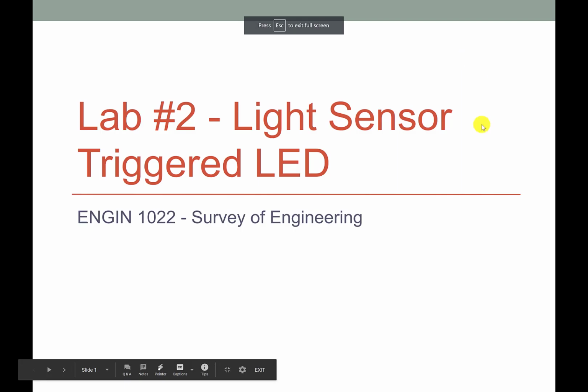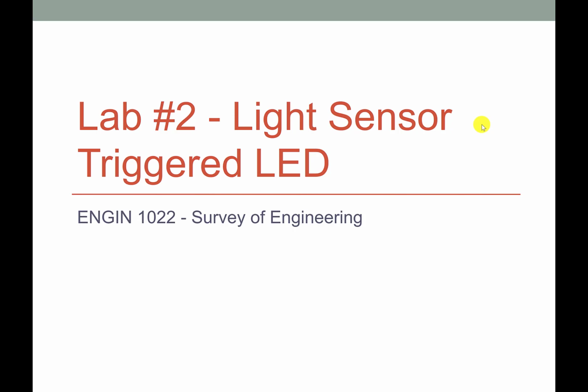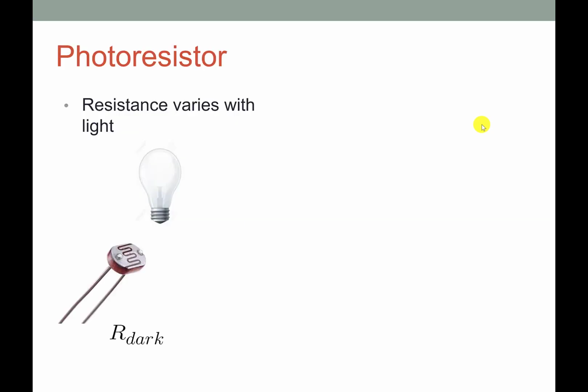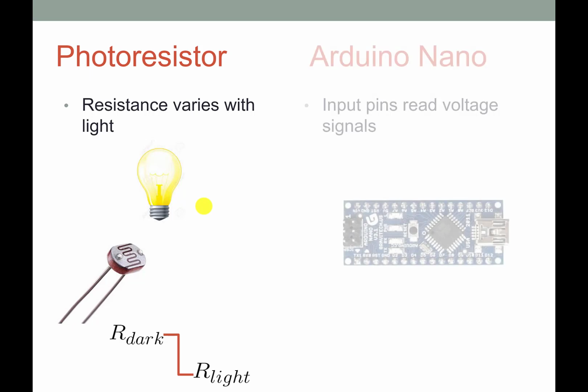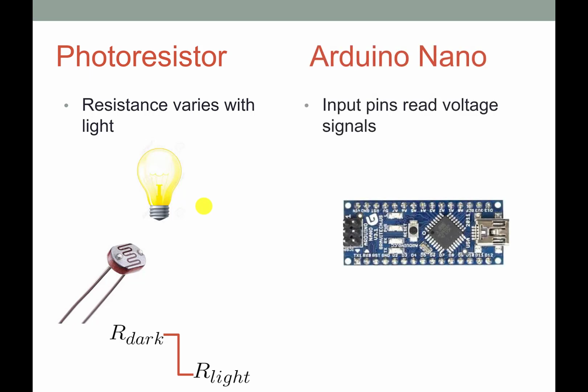In this video, we're going to be talking about how to create a light sensor triggered LED using the Arduino. So we know that we have a photoresistor, whose resistance changes based on whether or not there's light shining on it. When there's light on, the resistance of the photoresistor is lower. We have an Arduino Nano.